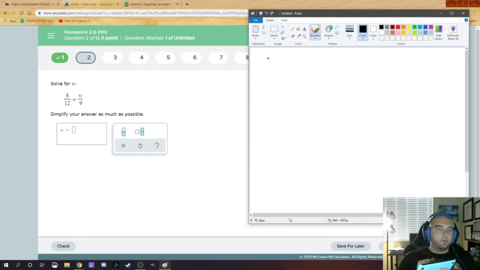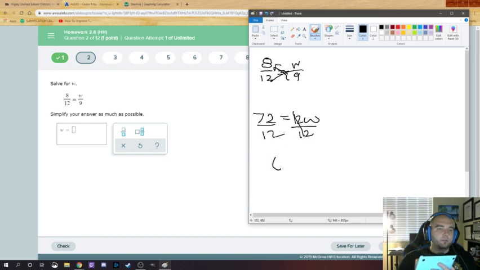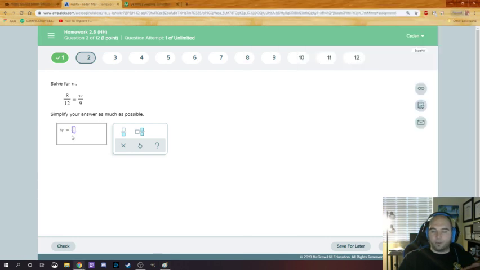Alright, so we got 8 over 12, and you get W over 9. And I can't help but notice I keep getting fractions that could have been reduced. I wonder if they're doing that for a reason. So we cross multiply. We do 9 times 8, that's 72. 12 times W, that's 12W. To get W by itself, we divide by 12, and the result is 6. Wow, that's a weird looking W. Okay, the result is 6.